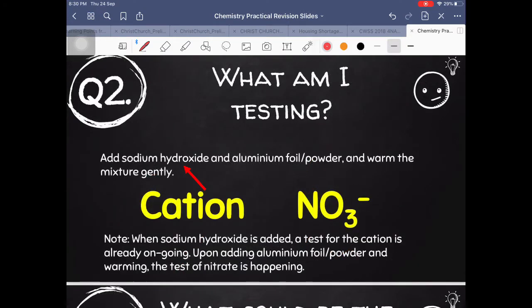Some questions before we move on to the next section. What am I testing if I add sodium hydroxide and aluminium foil or powder and warm the mixture gently? If you do a bit of recap, you will realize that sodium hydroxide is also used to test for cations. And if I add aluminium foil or powder and warm the mixture gently, I'm also testing for nitrate ions. So both the cations as well as the nitrate ions are being tested. Based on the observation, you will be able to conclude which cation is present or whether nitrate ions are present.